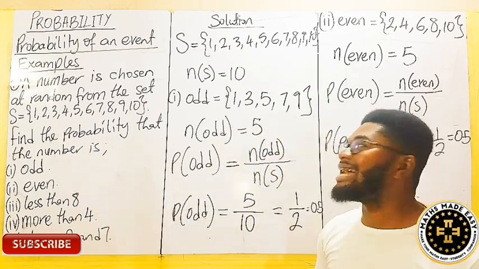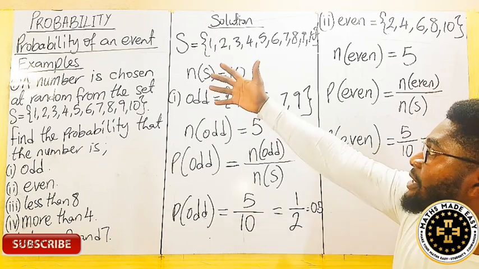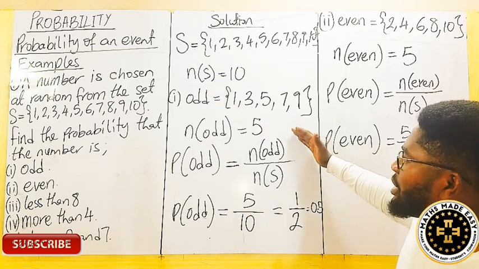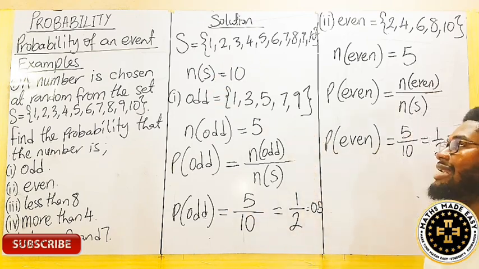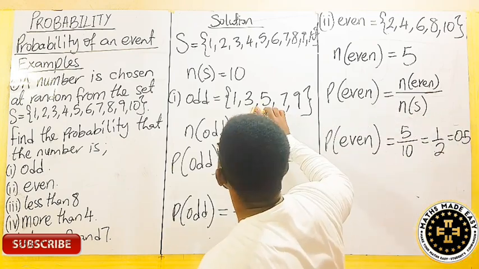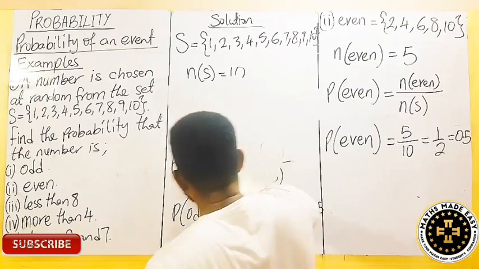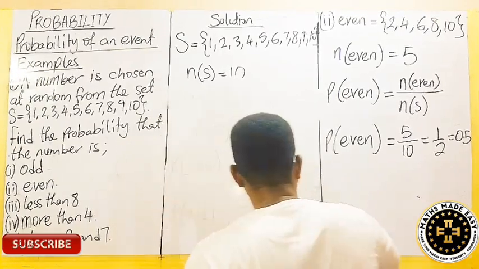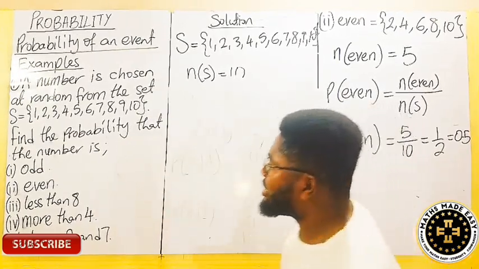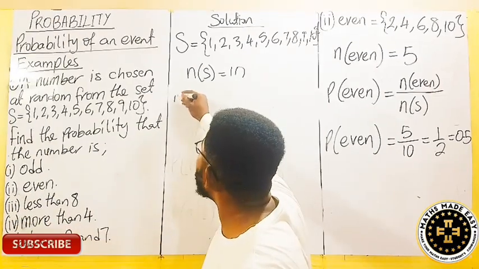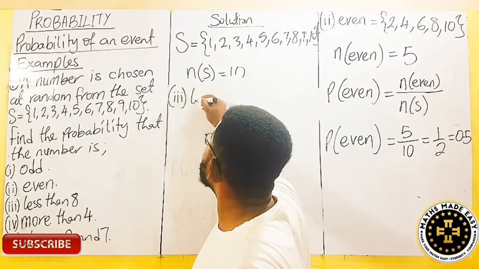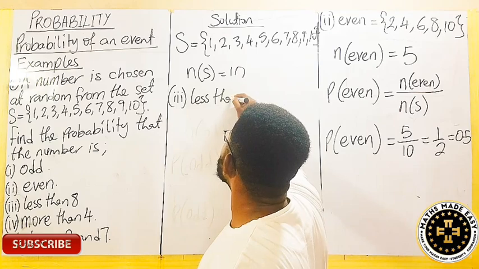Now let's see less than 8. Please let me clean the board. Okay, I can clean the board and do the less than 8. Let's do less than 8.